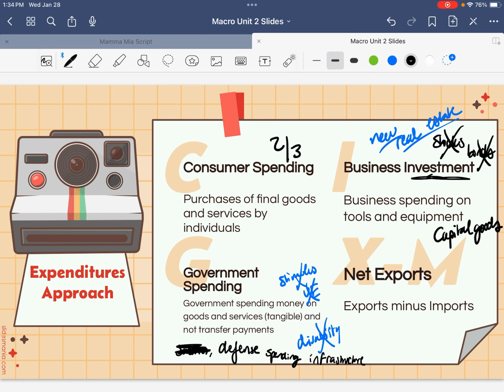Exports, yay! They count in the GDP. Imports, boo. They get subtracted from the GDP. So exports add to our GDP because we are producing something and selling it overseas and the money is flowing into our country. Whereas if we purchase something made outside of the United States, like all of your shirts that said made in China the other day when we checked, those things get subtracted from the GDP because our money is floating out of the country.